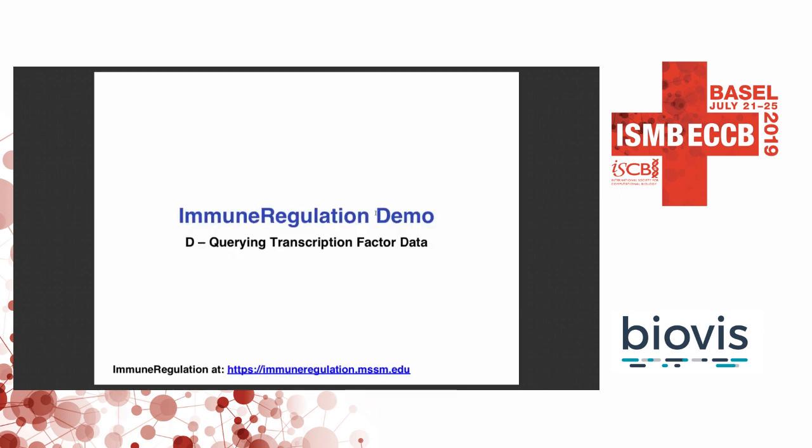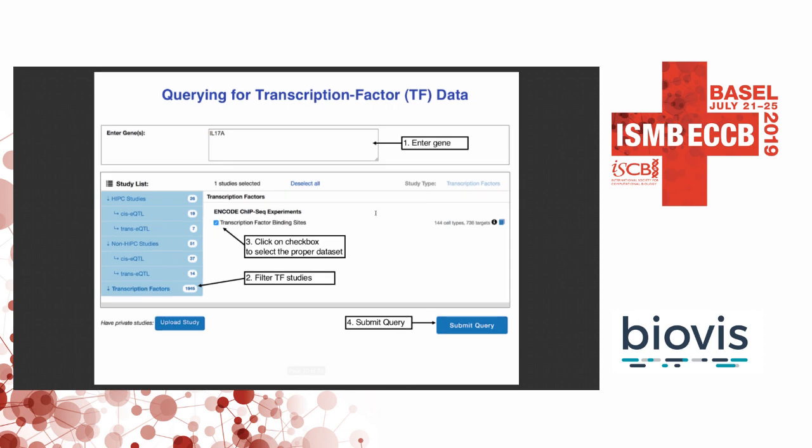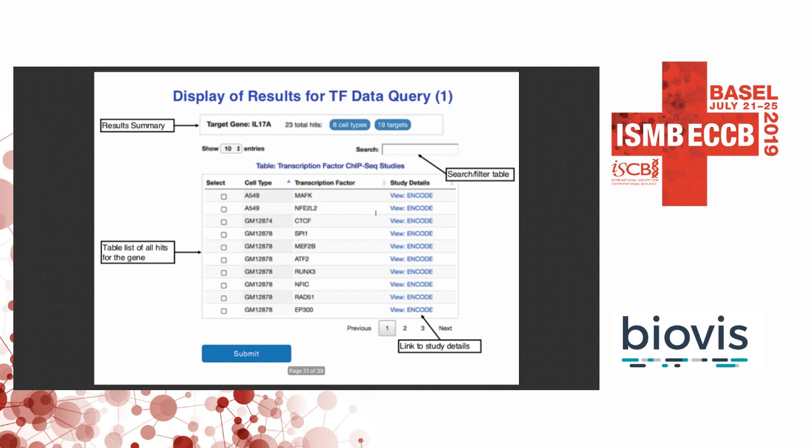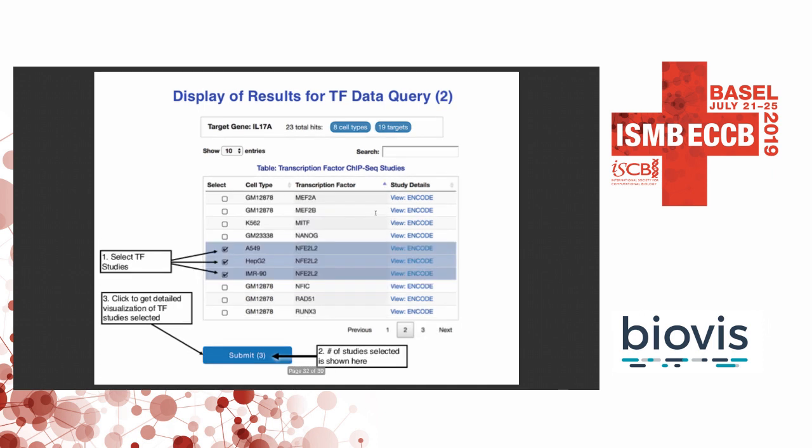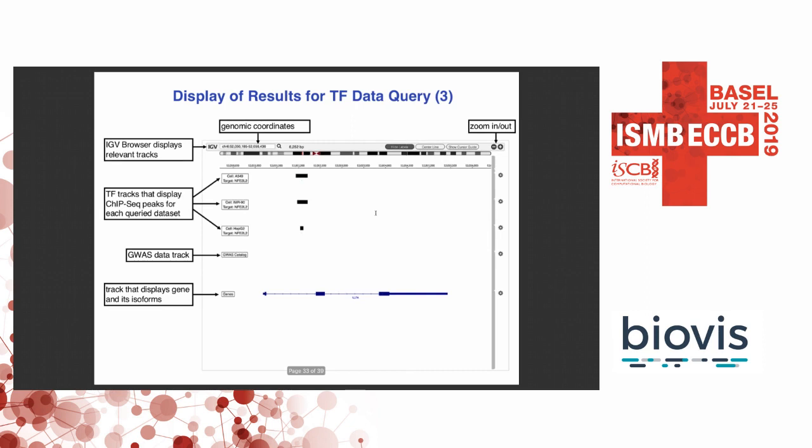And for transcription factors, again, you can just input the transcription factor of interest, and after you query, you can find the transcription factors that are known to modulate the gene that you're interested in, and you can look at the detail. You can click on which study you want to look at in detail, and again, it opens an IGV type browser.